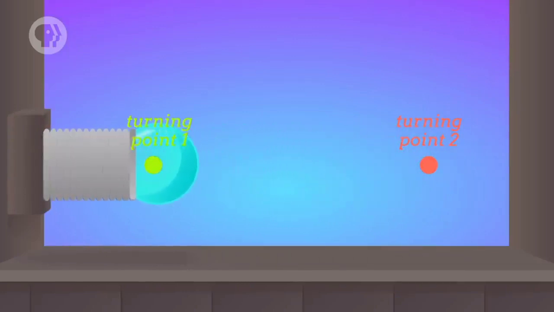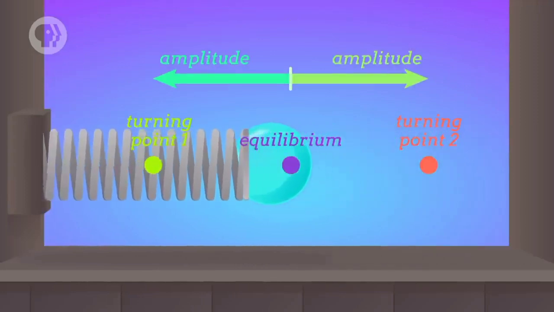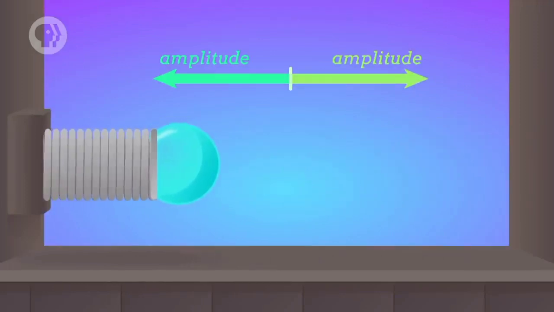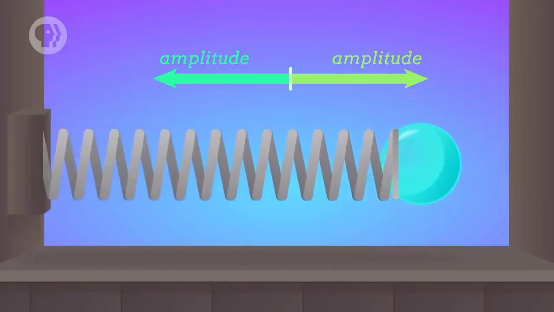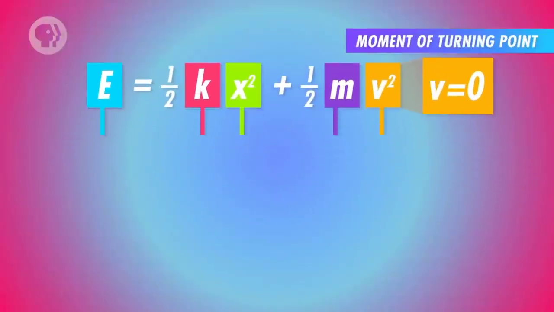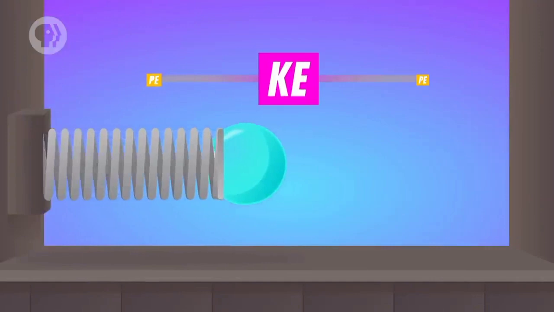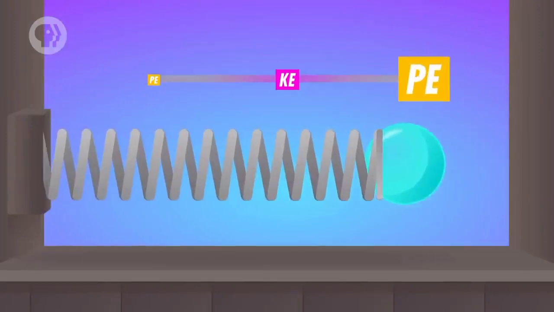And the distance between either of these 2 points and the equilibrium point is called the amplitude. At those 2 turning points, the ball won't have any kinetic energy since it isn't moving. Instead, all of the ball's energy will be potential energy from the spring, half of the spring constant times the amplitude squared.